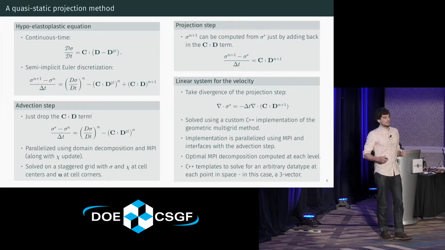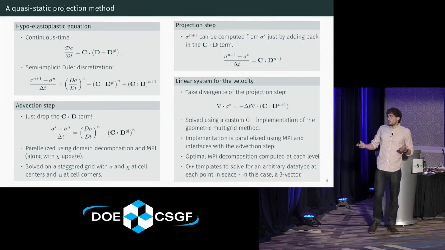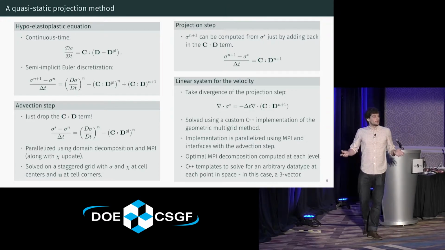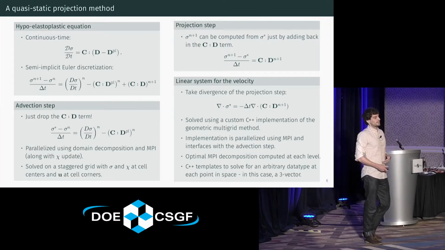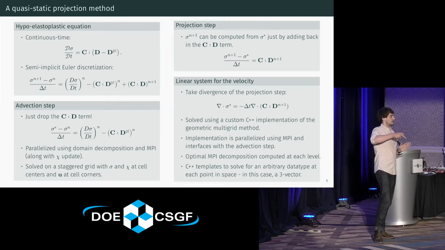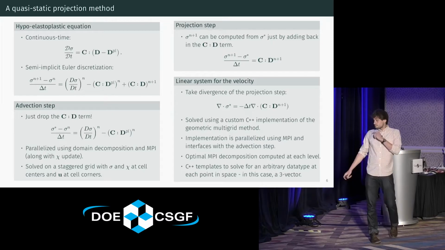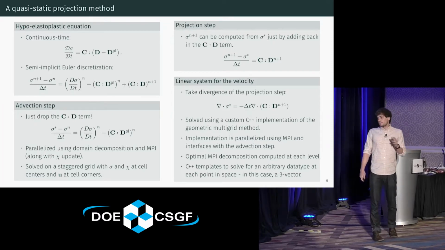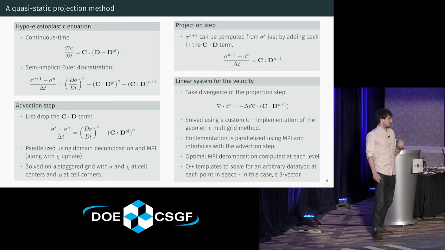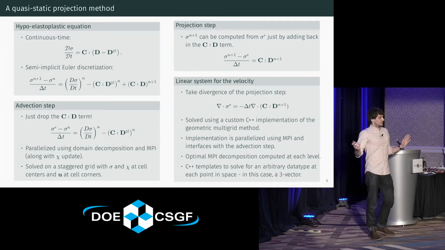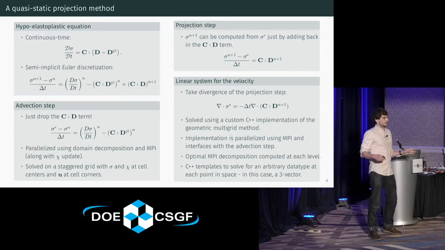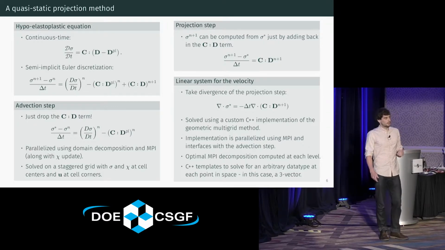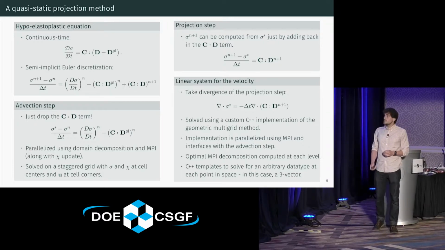Because we do this in MPI, and if you're familiar with multigrid, the discretization changes at every level. We compute the optimal processor decomposition at every level, and all the processors at every level know which processors they need to communicate with on the levels above and below. And we also implemented this with C++ templates, so we can solve for an arbitrary data type at each point in space. In our case, we need a 3-vector, but you can do whatever you want, complex numbers, 2-vectors, 4-vectors, and we'll actually release this software for public use in the future.